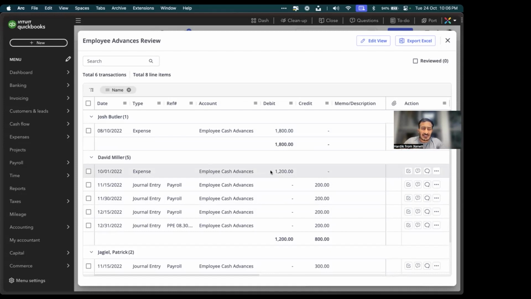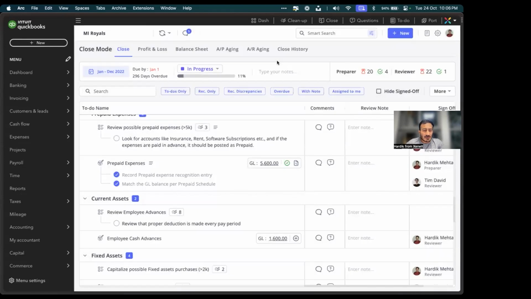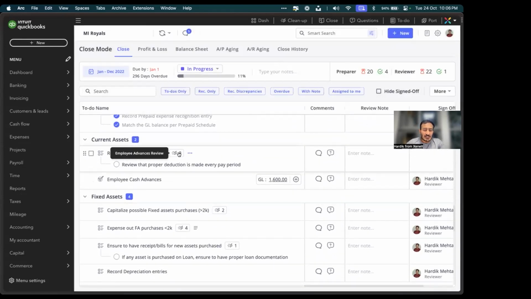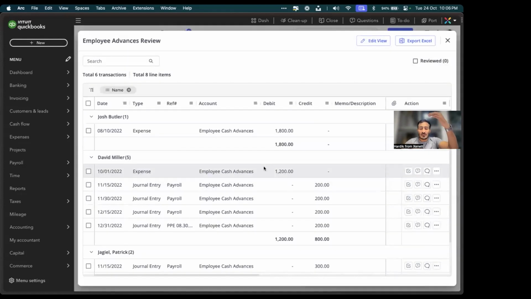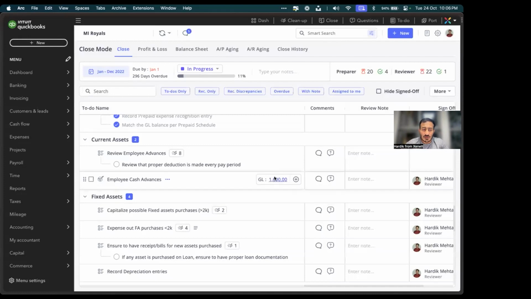So these are the simple things with the employee advances. It's a best practice to have the breakup, or I would say breakdown, managed by each employee. So every month, I'm just going to come here and make sure that this 1600 has the breakdown by each employee. And then when I click on it, I clearly see that this employee owes this much, right? So this is the easiest way to review the employee advances account. All right, that's that.